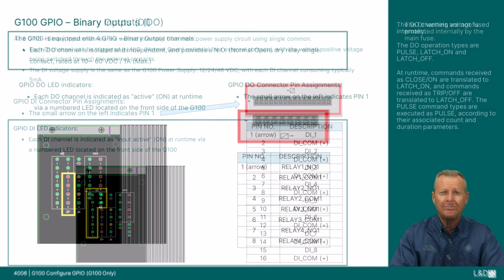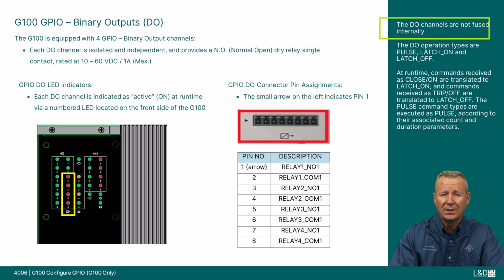The G100 is equipped with 4 GPIO binary output channels. Each DO channel is isolated and independent and provides an NO (normally open) dry relay contact, rated at 10 to 60 volts DC, 1 amp max. Note, the DO channels are not fused internally.